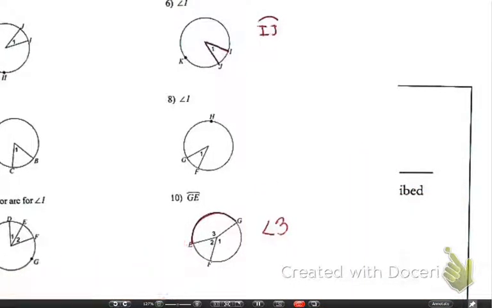Okay, you are going to complete this assignment. The more you get done in class, the less you have to do for homework. But if you do not complete it in class, this is homework over the weekend, and we will go over it on Monday.